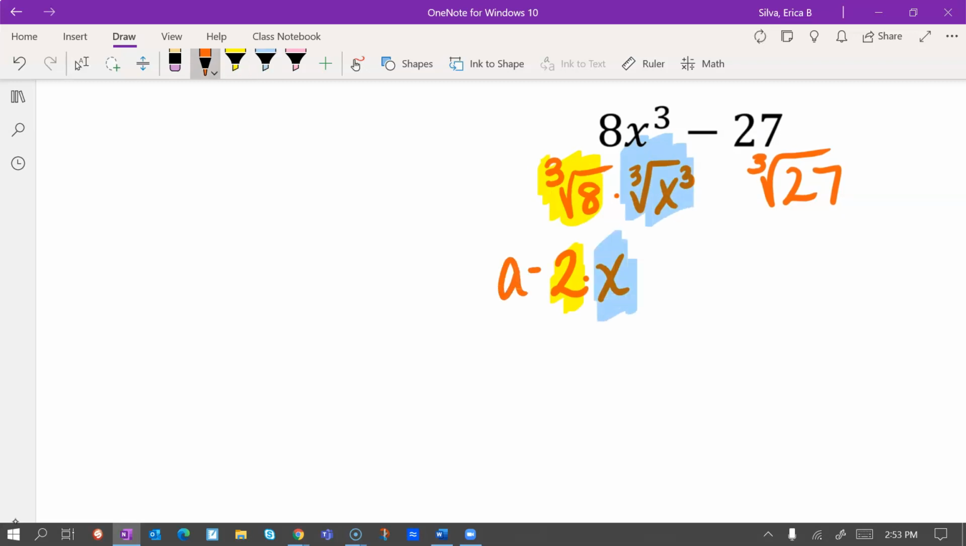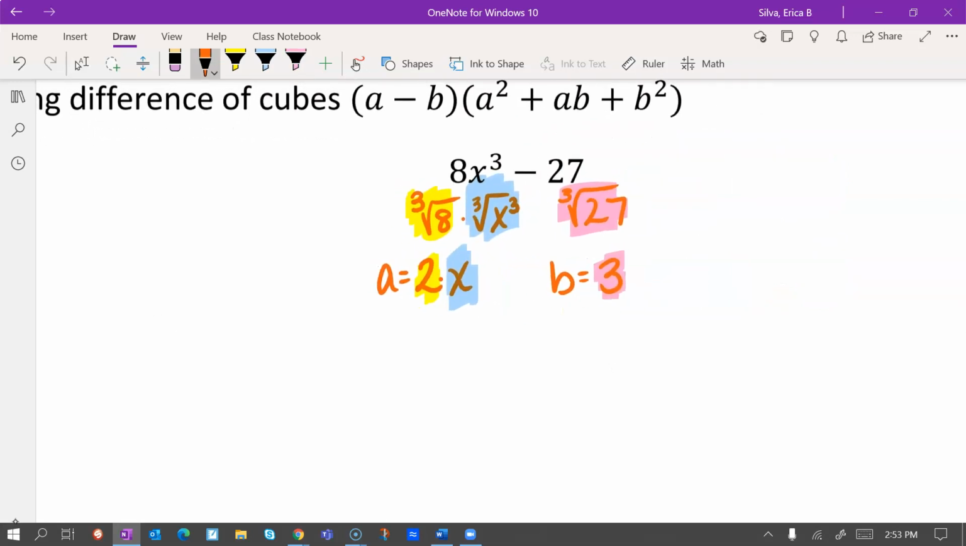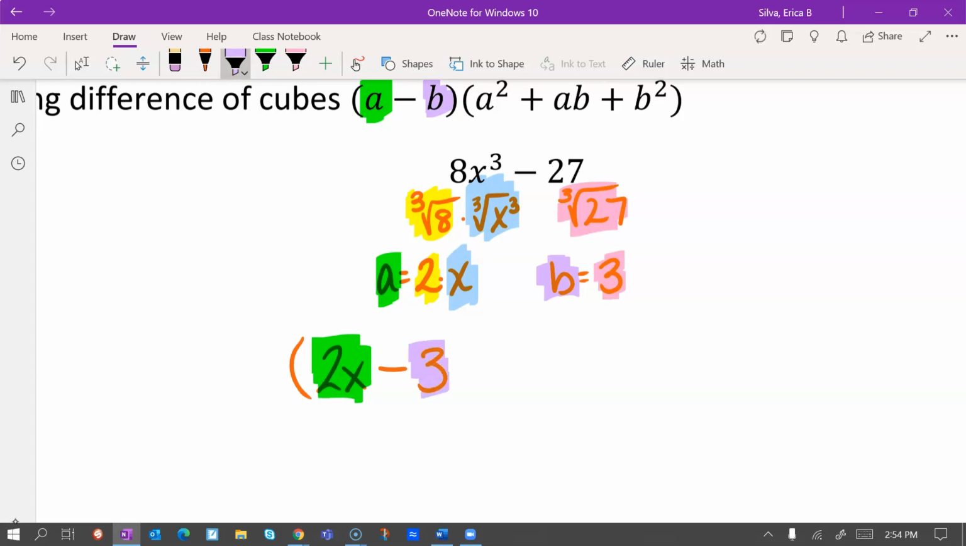So then this becomes my A, which is 2x. Then when we do the cube root of 27, the cube root of 27 is 3, because 3 times 3 times 3 is 27. So now that we know what our A is and what our B is, we follow this formula. So first we're going to do 2x minus my B, which is 3. And then we move on to the next one.